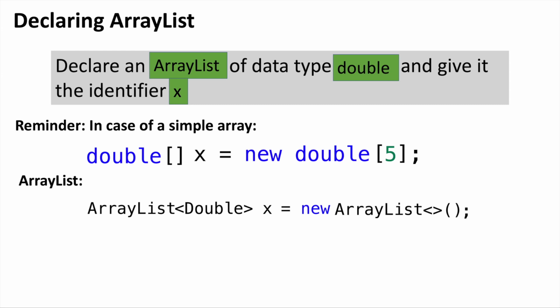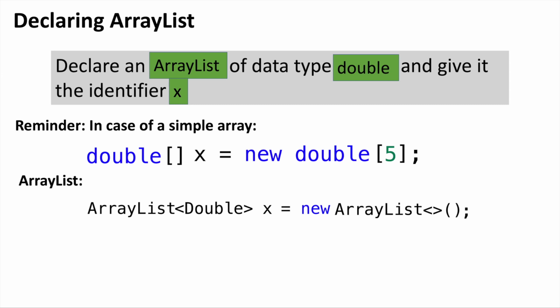So this is the line that we need. Just to help you remember it, ArrayList, then the data type you need with less than, greater than, and the first letter is uppercase, then your variable equal new, and then again ArrayList, then less than, greater than, opening and closing brackets, and that's it.